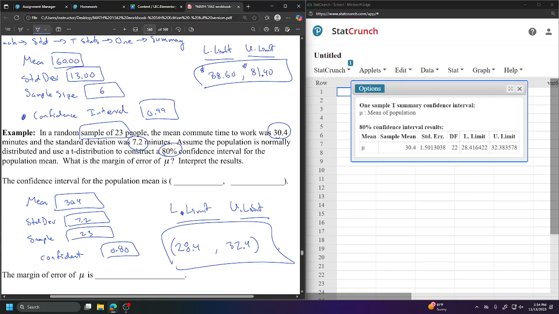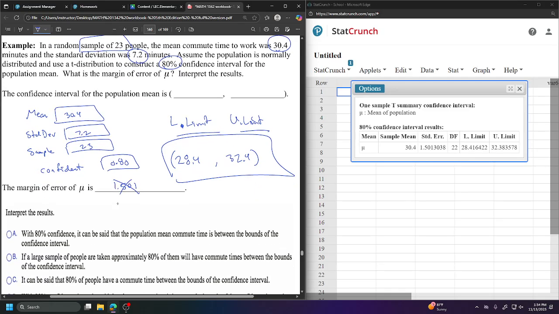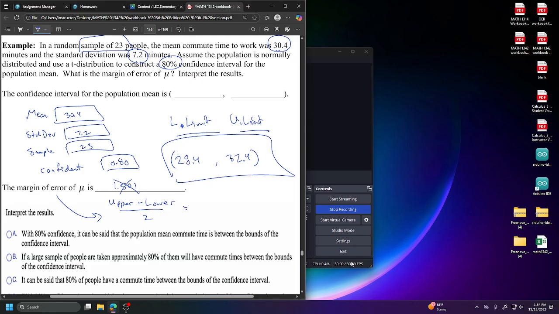They're going to ask for this margin of error thing. I thought that it would be the 1.501, because see how it says standard error? That is not the case. That is not how you find it. We actually have a formula for margin of error. If you remember, it's upper minus the lower, and then divide by 2. That's my margin of error formula. Do y'all kind of remember that? I know it's been like a week and some.